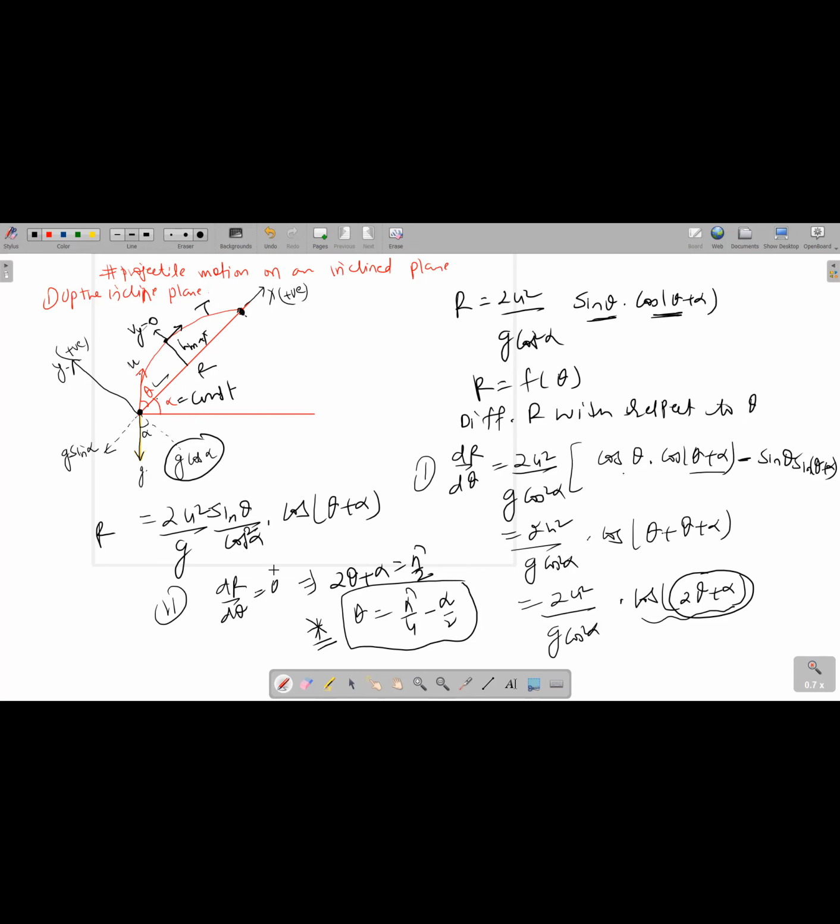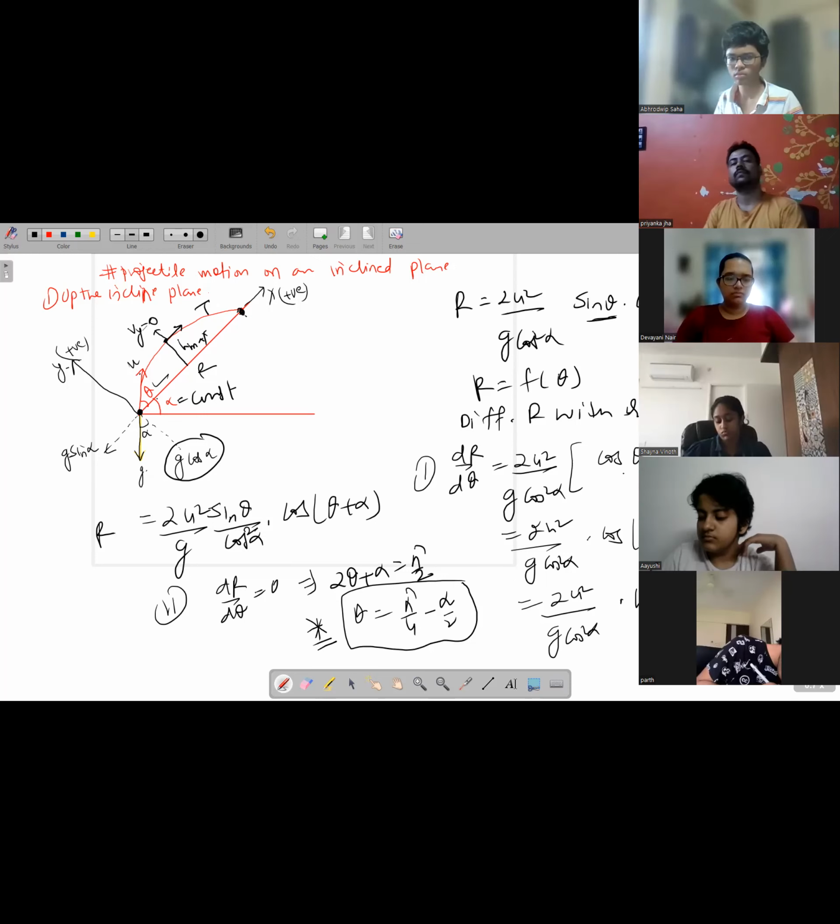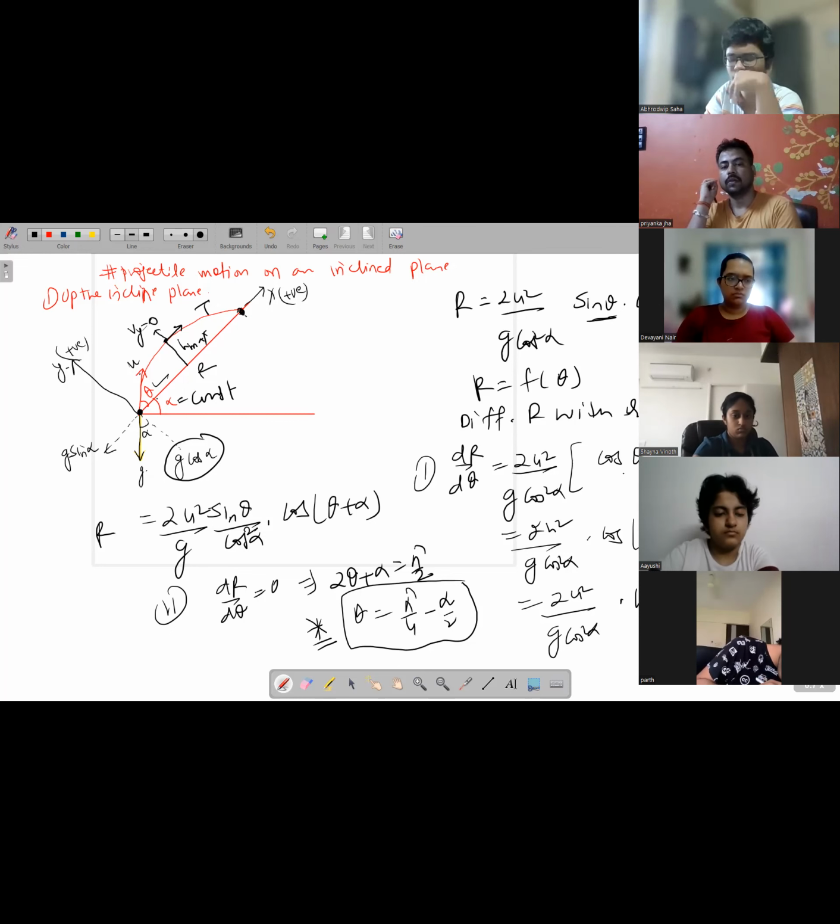So for this only, I derived this much. Now I'll also tell you one trick, how to find it in a few seconds. First, you note it down, then I'll tell you. So alpha is the angle of inclination, and theta is the angle of projection. So for maximum range, theta should be 45 degrees minus alpha by 2.